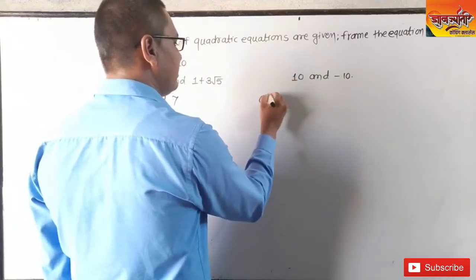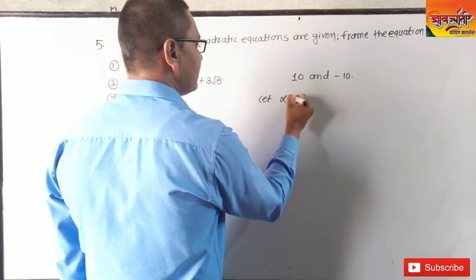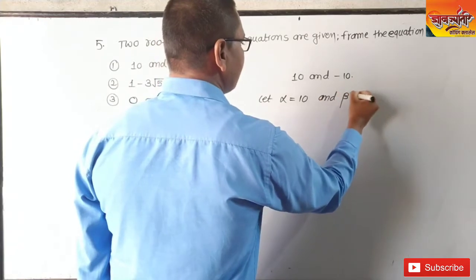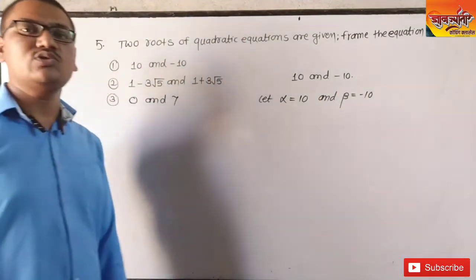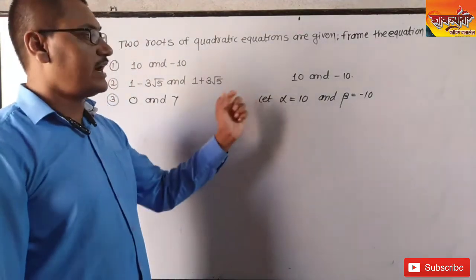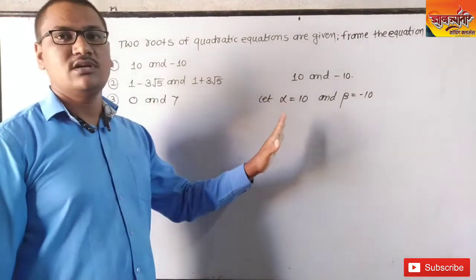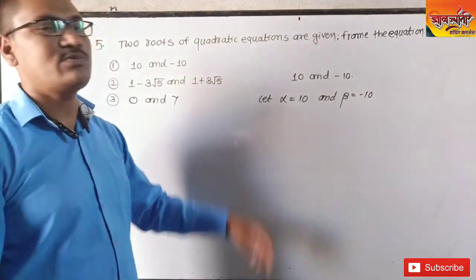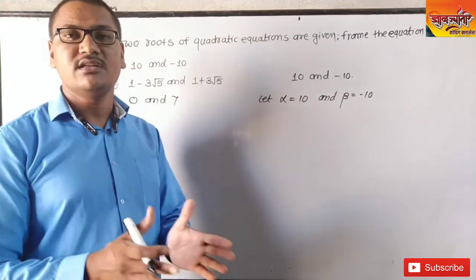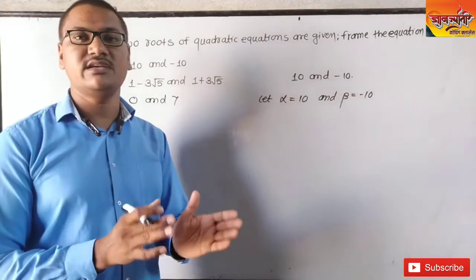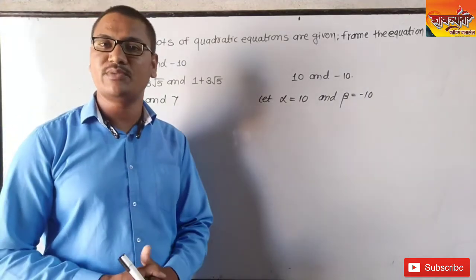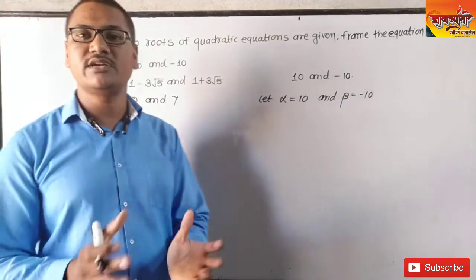Alpha is equal to 10 and the second root beta is equal to minus 10. These are the two roots of the quadratic equation, first alpha and second beta. Then by using these two roots we represent the equation in the standard form. What is the form of the equation? The required equation is x square minus alpha plus beta into x plus alpha beta is equal to 0. This is the required form of the equation.